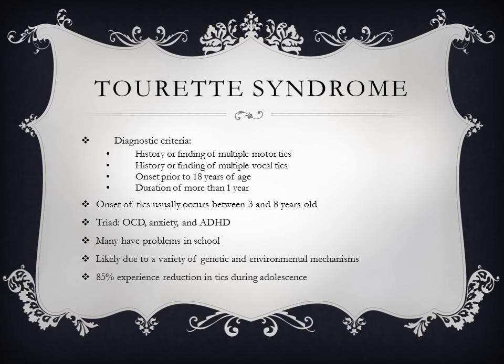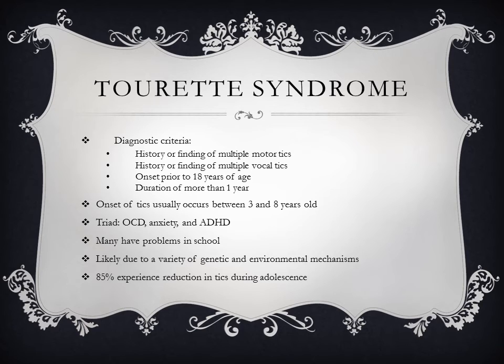Tourette syndrome has the following diagnostic criteria: the presence of multiple motor tics, the presence of multiple vocal tics, or the history of such, that has started at less than 18 years of age, and both have been going on for more than a year.